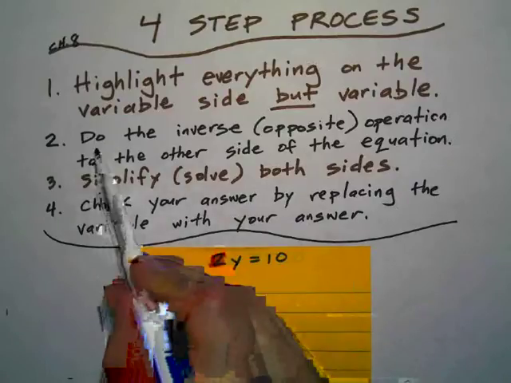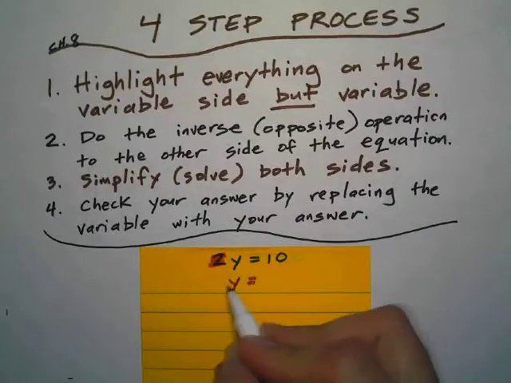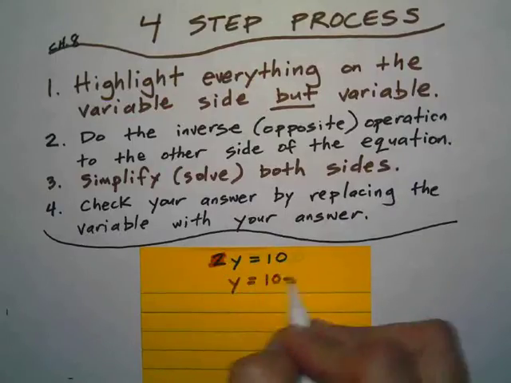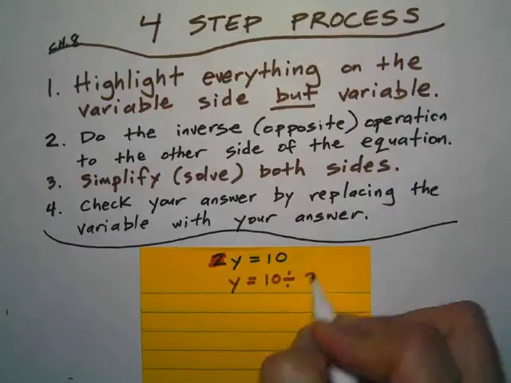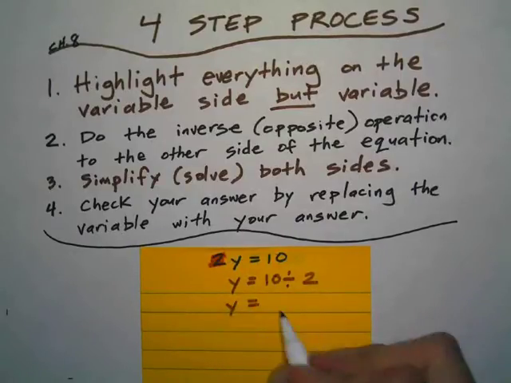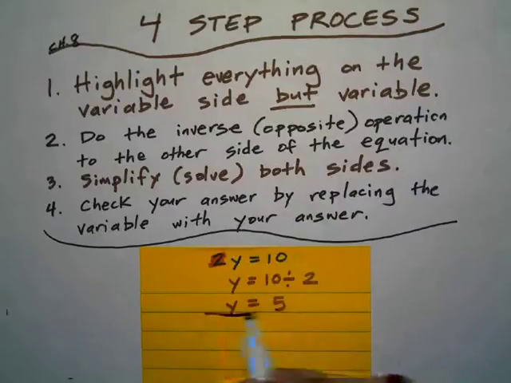step 2, which says do the inverse. That leaves y by itself. The inverse of multiplication is division. So we now, on the other side, divide by that 2. I know my facts, so I know 10 divided by 2 is 5. But just to be sure, I'm going to check.